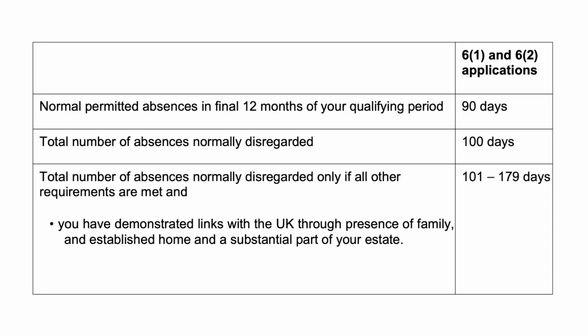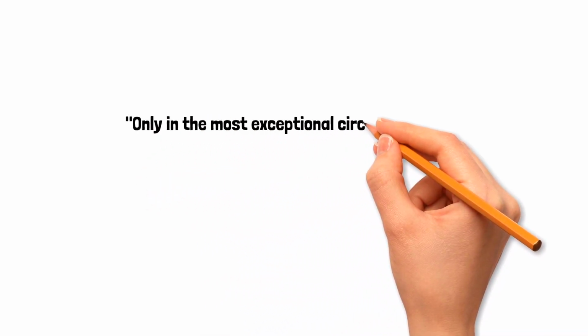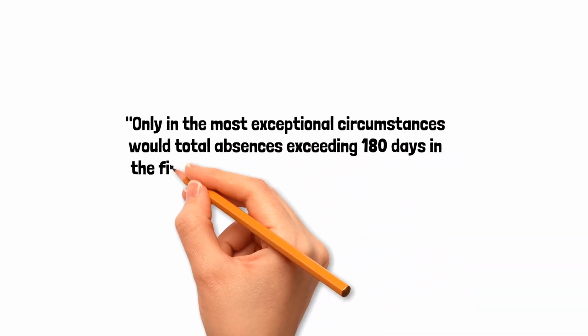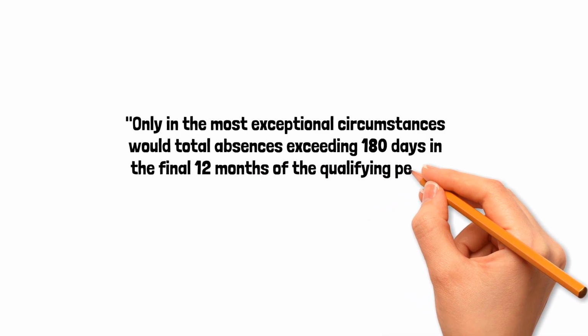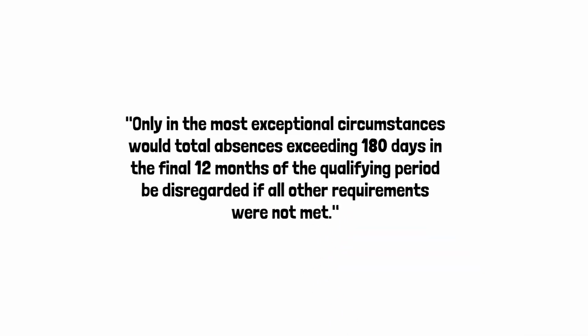Now, what about days outside of the UK in the 12-month period before making the application? Well, again, there's a discretion to disregard absences in excess of these limits. And again, I'll show them here. You can pause the video if you like. Now, the key points are that the Home Office says only in the most exceptional circumstances would total absences exceeding 180 days in the final 12 months of the qualifying period be disregarded if all other requirements were not met.